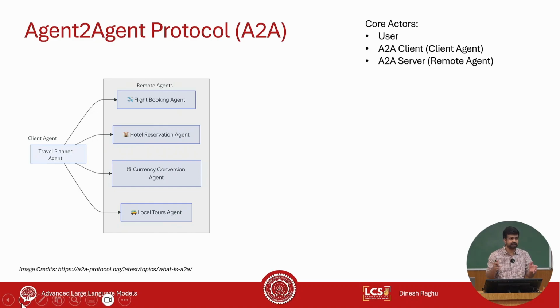Because if it is a multi-agent system, it's not like the user is going to interact with every agent, right? The user is going to face only one agent, and the A2A protocol will let that agent communicate with other agents that it knows, right? And of course, the remote agent or the A2A server is all the other agents that are out there which the client agent knows about, right? For example, there could be a travel planner agent, which is a client agent which the user is talking to, and this travel planner agent knows that there is a flight booking agent, it knows that there is a hotel reservation agent that it can access, it knows a currency conversion agent and also a local tours agent, right?